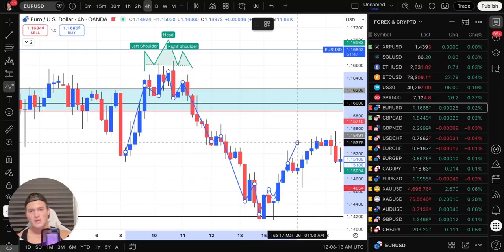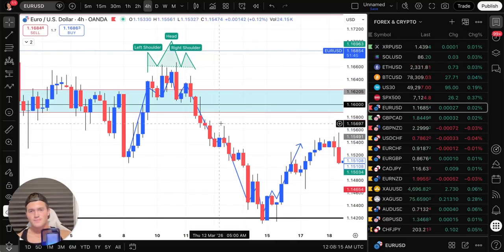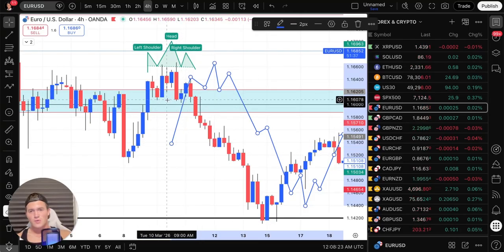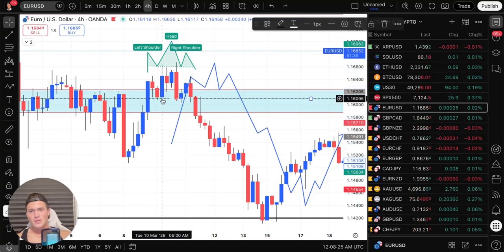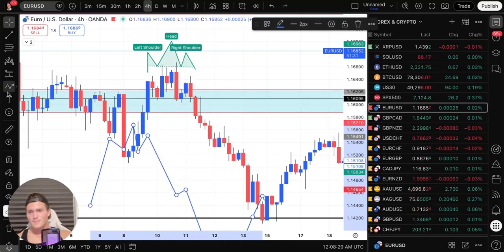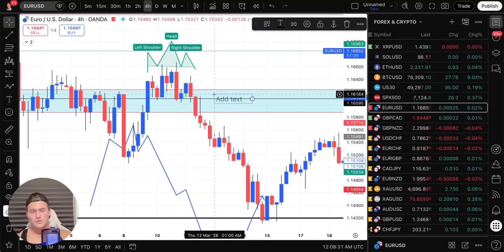But as you can see, this is what the head and shoulders will do. So we are catching this move all the way down here. So this right here, we'll put this line above right here. This is considered the neckline of the head and shoulders.